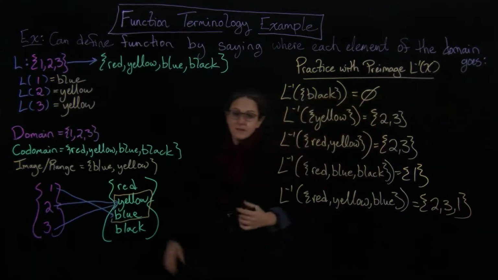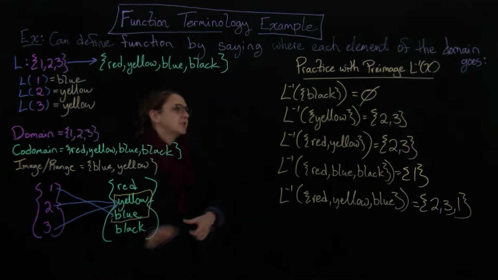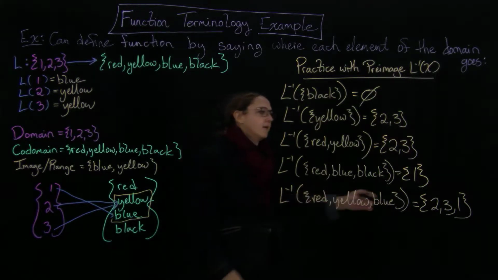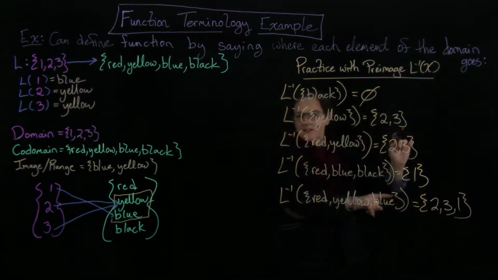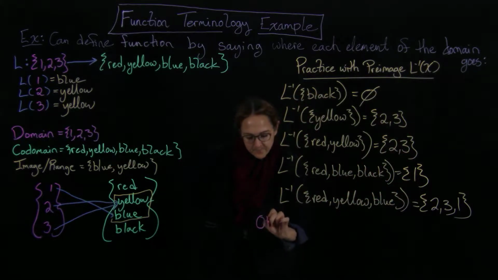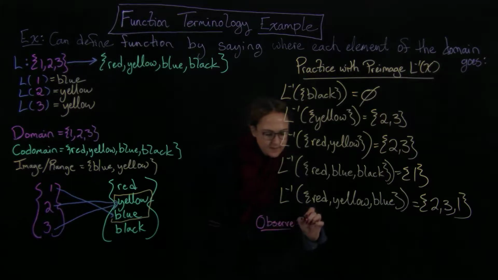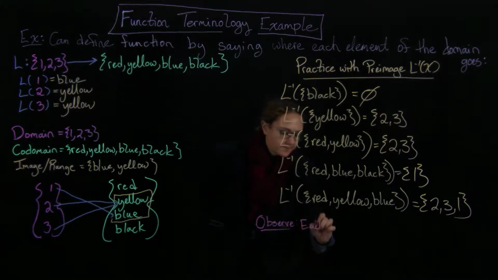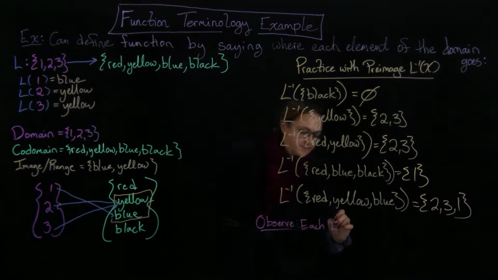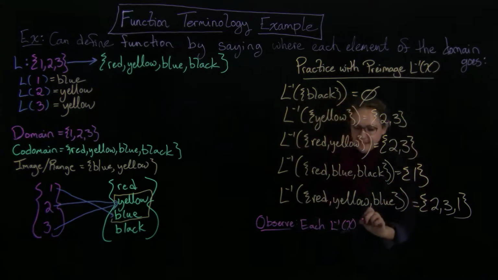Okay, and then we can make some observations. So one observation is, observe that all of these pre-images are subsets of the domain. So each L inverse of X is a subset of the domain.